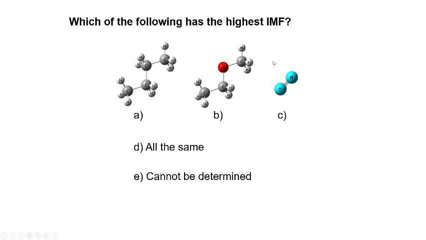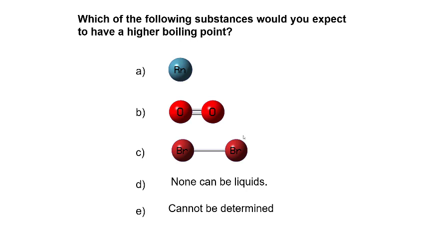Finally, if we take a look at N2, this again is a nonpolar molecule, so we only have London dispersion forces. Since B has two different types of intermolecular force, whereas A and C only have one, the correct answer here has to be B. Hopefully you're starting to get a little more proficient at working through these problems.